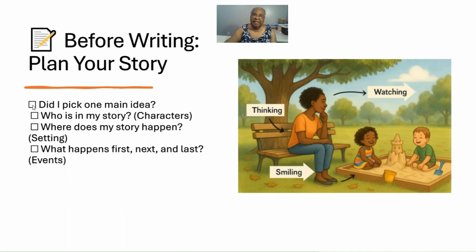Before writing, plan your story. First, pick a main idea. Then, write the characters who are in your story. Next, write about the setting of the story. Answer the question, where does my story happen? Finally, write about the events. Answer the question, what happens first, next, and last?